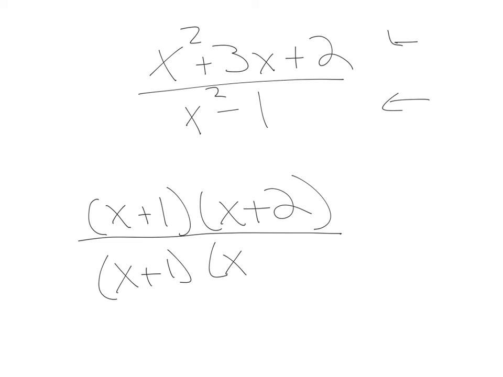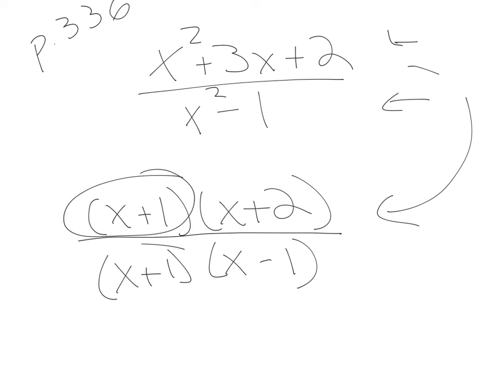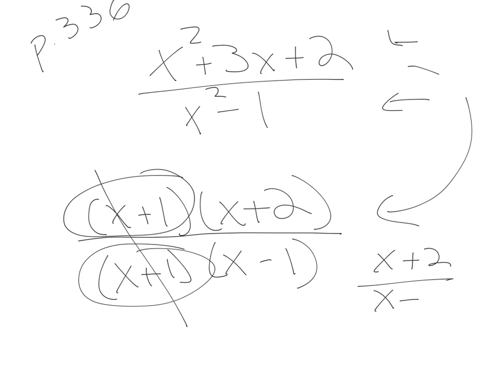Notice I'm just factoring. That's all I'm doing. I'm factoring it in all the ways that we learned before. Remember page 336, where there's a list of all the different factoring we can do? I'm just using that kind of factoring to do this. I factor out the top, I factor out the bottom. I got this new rational expression. And I notice that I have these two things in common, x plus 1, x plus 1. I can cancel this whole expression out. So this thing simplifies to x plus 2 over x minus 1.